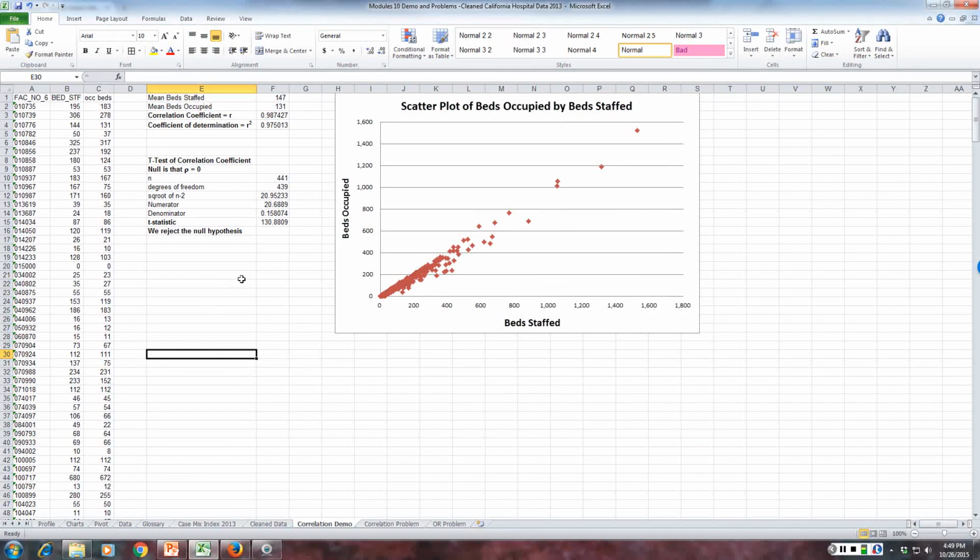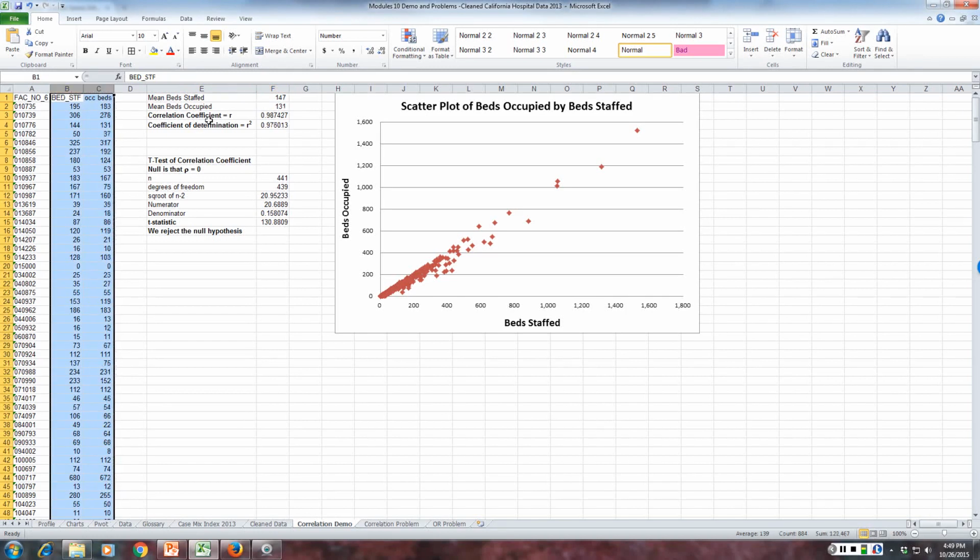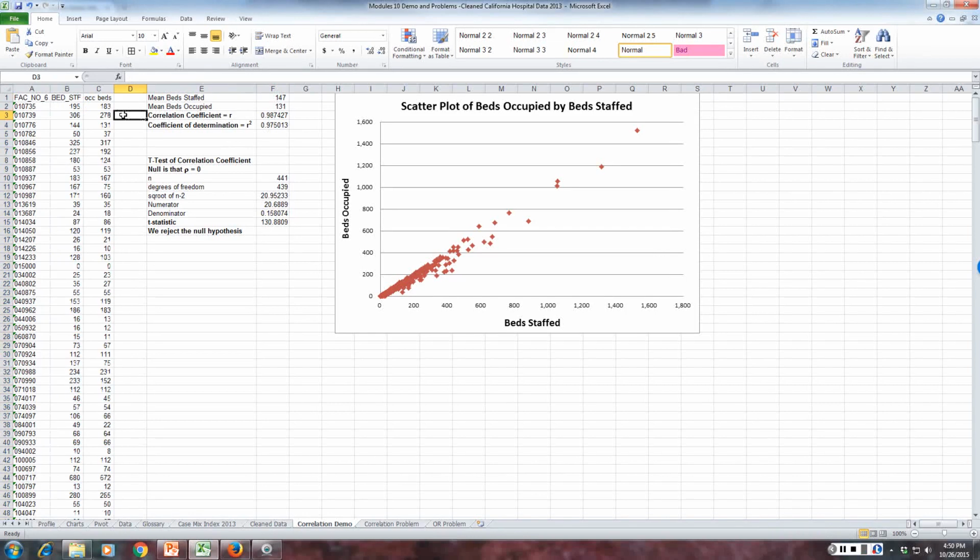The next question is, how do you create a correlation coefficient, right? I've calculated the means right here, taken the average of the beds staffed and occupied, and I could go through and demean the data by subtracting the mean from each of these values in columns B and C, squaring it, and going through the lengthy correlation coefficient statistic. Or I could just calculate it in Excel. And you can see here I've already done this.